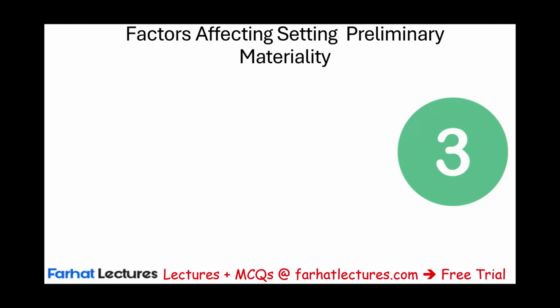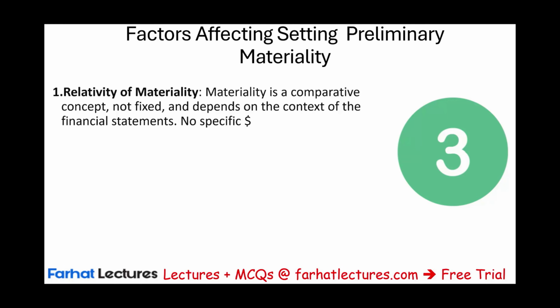So what are the factors? There are three factors. One, we have to understand that materiality is a relative amount. It's not a specific dollar amount. So the literature, the AICPA, NASBA, no one gives you a number for materiality. Materiality is a comparative concept, not fixed, and depends on the context of the financial statement. So for one company, $100,000 could be material. For some other companies, $1 million may not be material. For other companies, $10 million may not be material, depending on the size of their financial statement.